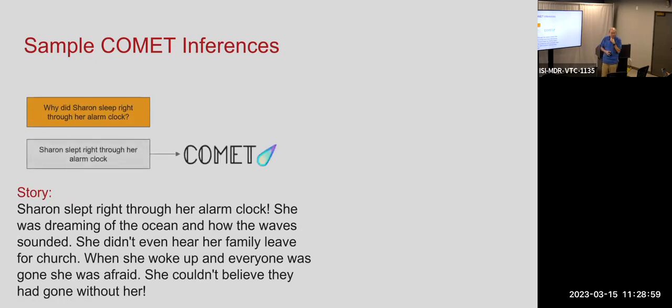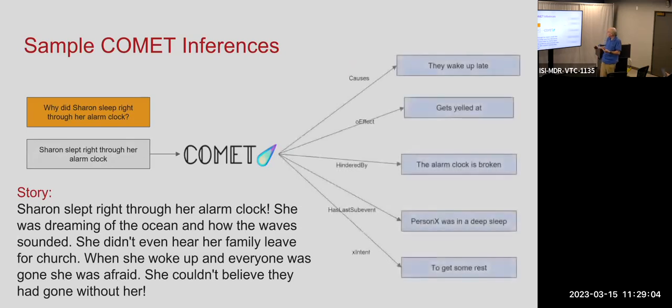You give that to COMET, and you can give COMET sentences, and it'll make common sense inferences from that of various types. What is the cause of that? What is an effect? What is it hindered by? What's the last sub-event? They had some ontology of semantic relations that they can make inferences about.